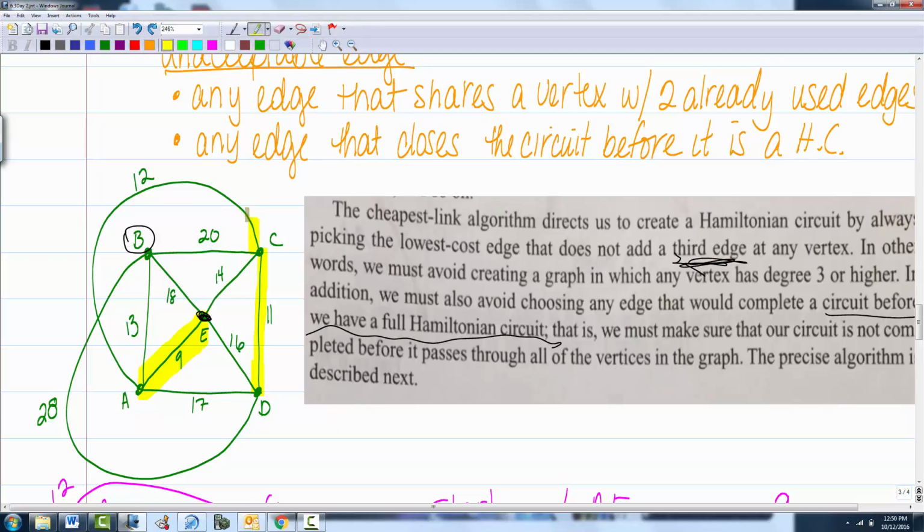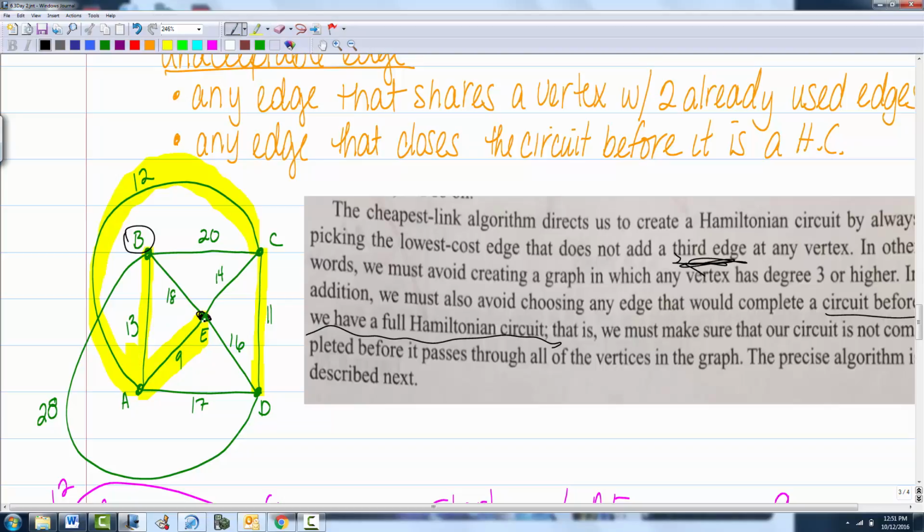11, 13, 12. Wrong! That's what my first grade teacher said. Right? So I got to select 12. 12 is smaller. Okay? All right, now what can I choose? Can I choose 13 now, yes or no? No. Here's why, UPS driver.